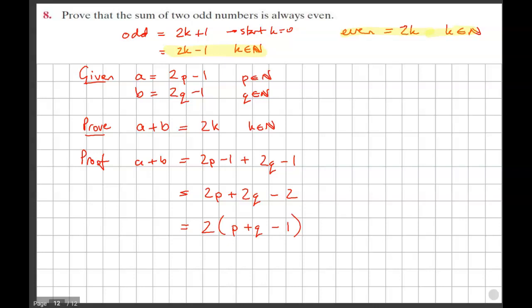Now p plus q is just two natural numbers added together, and I'm taking one away from that sum. So what's inside the brackets is going to be a natural number. And so 2 lots of a natural number is going to be even. Therefore, the sum of two odds is going to be an even.